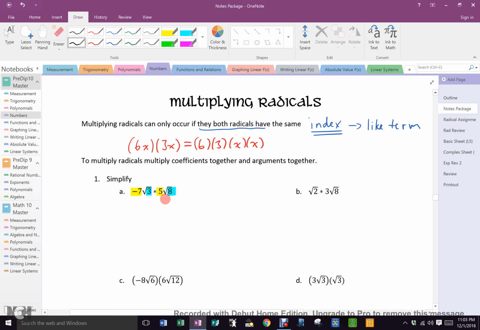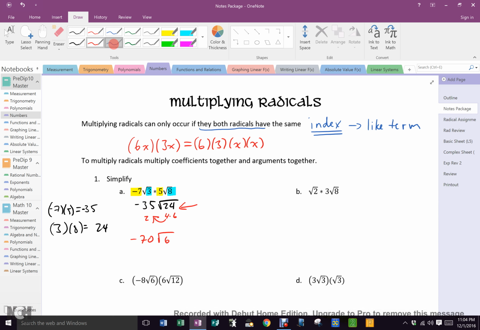So here we've got -7 and 5 and 3 and 8. Usually we would just multiply these, but watch what happens. -35, because that is -7 times 5 equals -35, and then 3 times 8 gets me 24. So really I have -35 root 24. But we would never leave that, because that is 4 times 6. So out will come a 2, and I'll get -70 root 6.